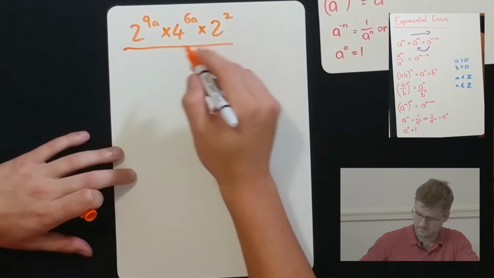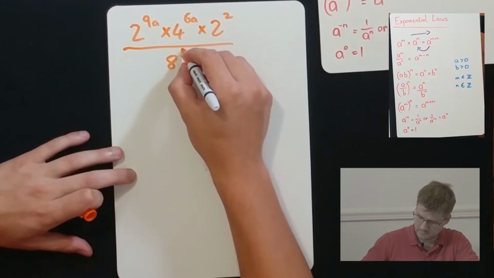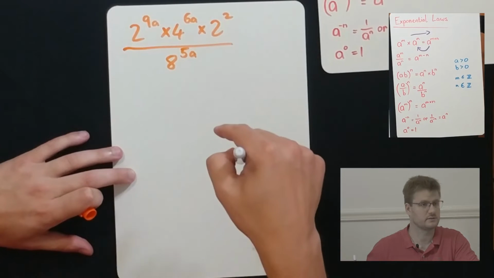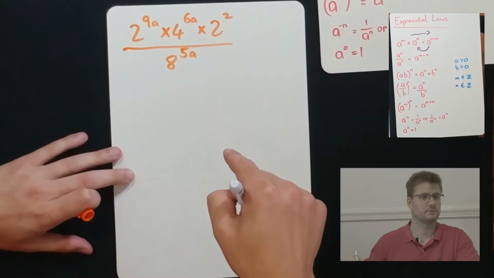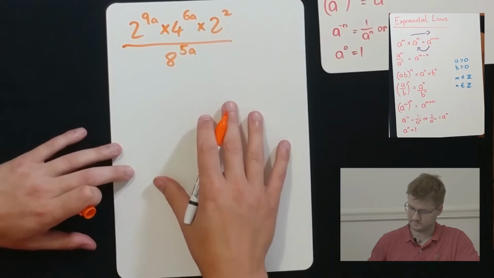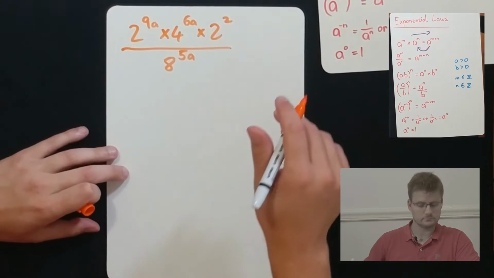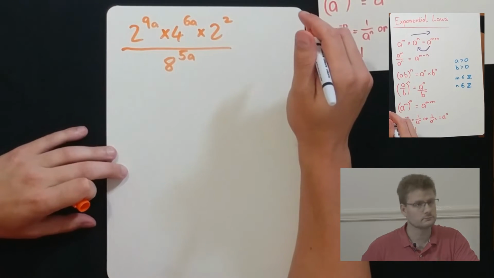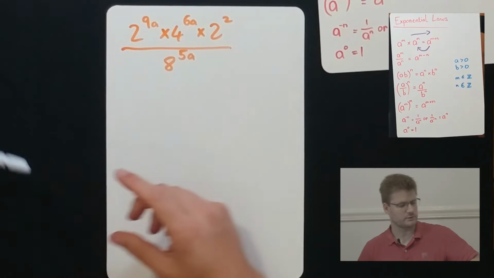All of that over 8 to the 5a. You can see it, right? Is that what it's got? 2 to 9a, 4, 6, 2, 2, 8, 5. Yes. Okay, cool. So let's go through this one.